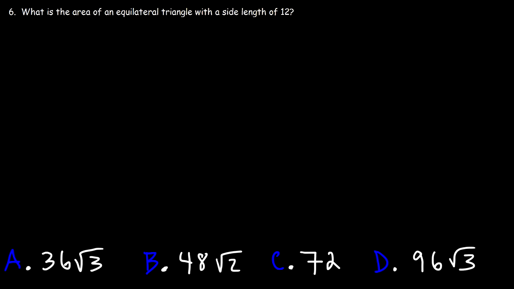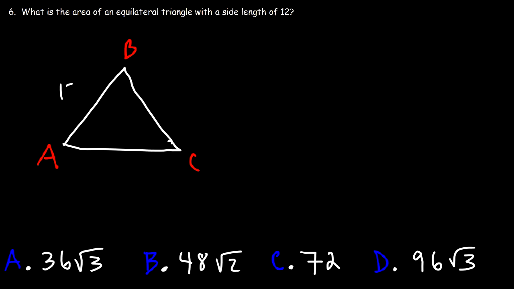Number 6. What is the area of an equilateral triangle with a side length of 12? So let's draw a picture first. An equilateral triangle is a triangle where all three sides are the same. So in this case, each side is equal to 12. It's also an equiangular triangle where all the angles are the same. So they all have to be 60 degrees because all three angles of a triangle must add up to 180. But we don't need the angle for this particular problem.